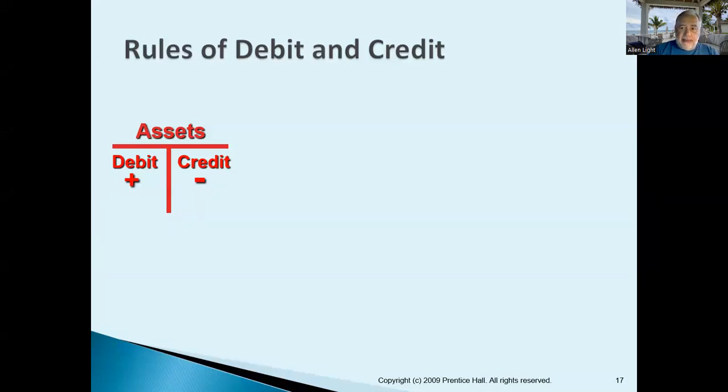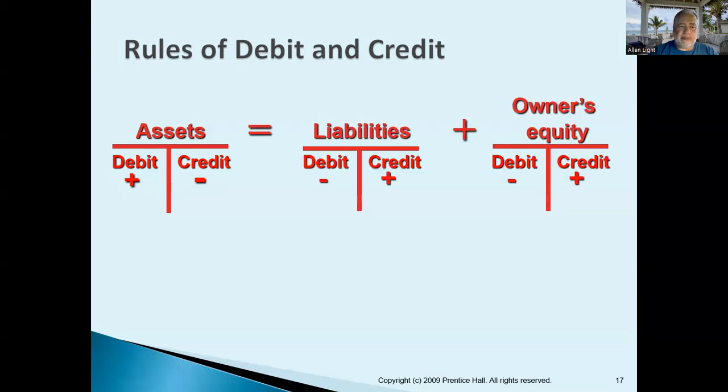With an asset, if it's a debit, it's an increase in that asset. If it's a decrease in the asset, then it's going to be a credit. That's only for assets. For liabilities and owner's equity, it's the opposite. A decrease in a liability or owner's equity is a debit, and an increase in a liability or owner's equity is a credit. Now, notice something here.